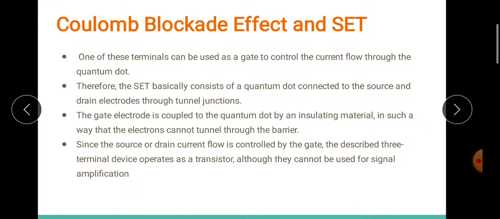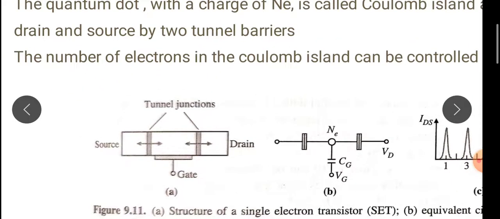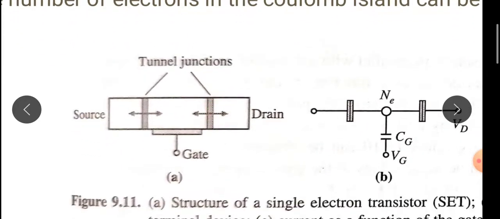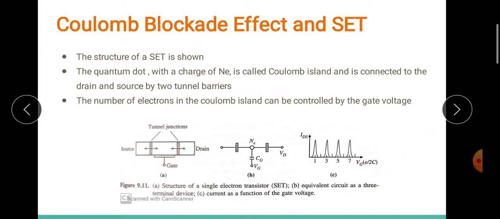Now the single electron transistor, SET, will have a quantum dot which is connected to the source and the drain electrodes. I will show you the picture: this is the quantum dot connected to the source and drain regions through the tunnel junctions, right? And the gate electrode here is coupled to the quantum dot by an insulating material, so that the electrons cannot tunnel through the barrier to the gate. Okay, now does this seem similar to a transistor? You have the gate region, source region and the drain region, and by applying the gate control voltage, you can control the current flow from the source to the drain, making it a perfect transistor, right?